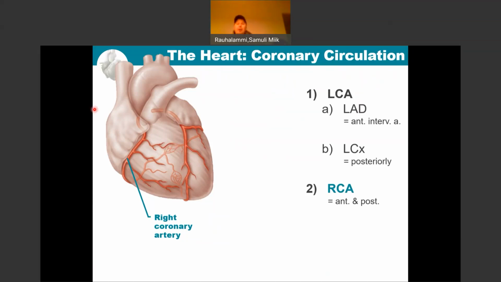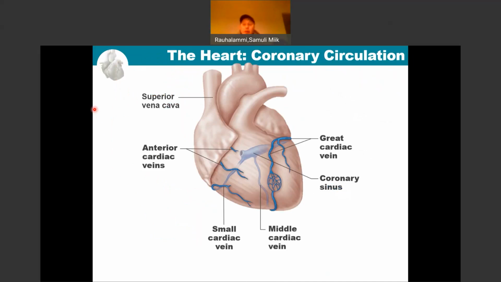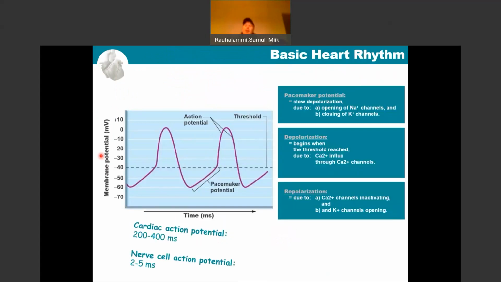So those were our coronary arteries. There are also going to be coronary veins that drain the blood away from the heart muscle. I'm going to leave that for you to study independently. And that concludes everything that I wanted to say in terms of the anatomy of the heart.